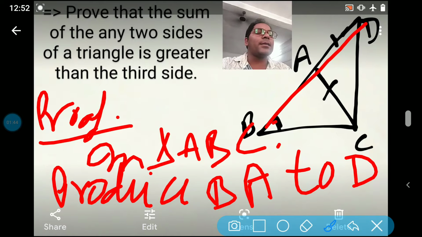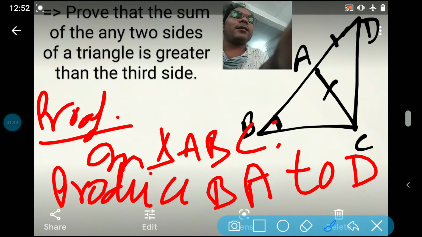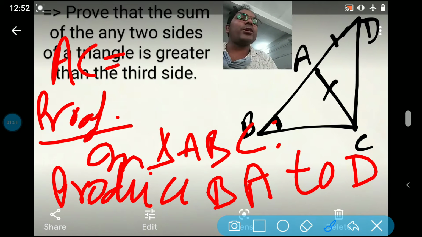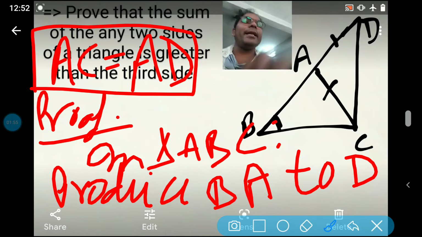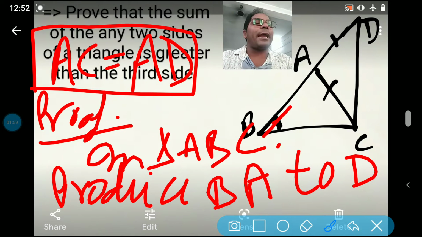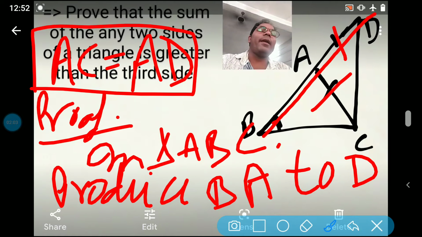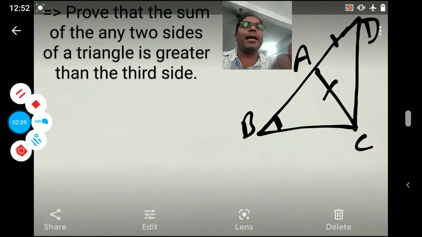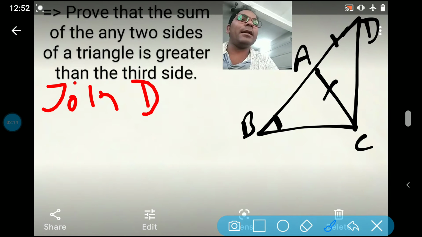And what should the condition be? The condition is such that AC equals AD. This is the condition that we are constructing. We are producing this line BA up to point D so that AD equals AC. And then the next step is to join DA.